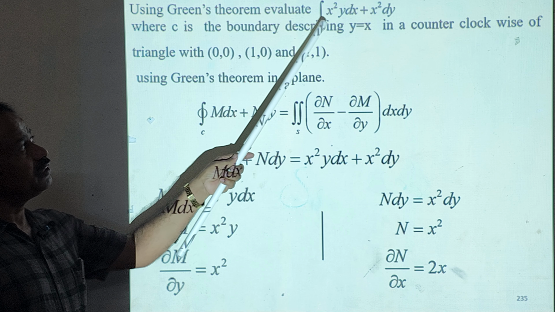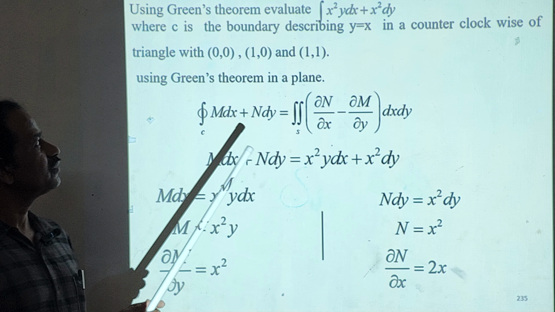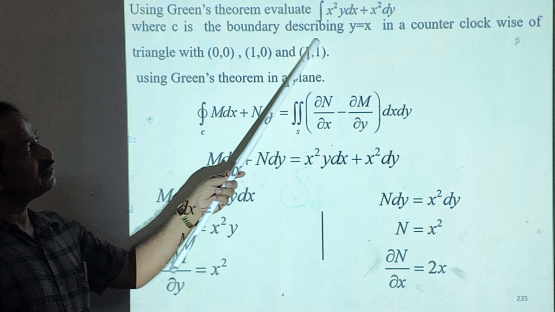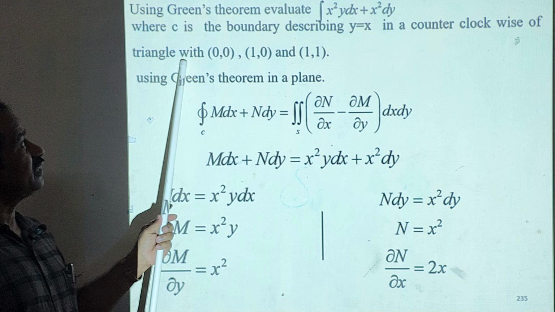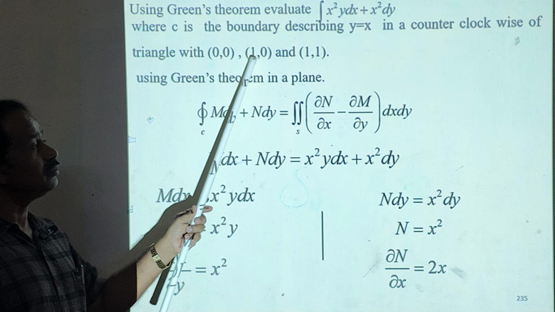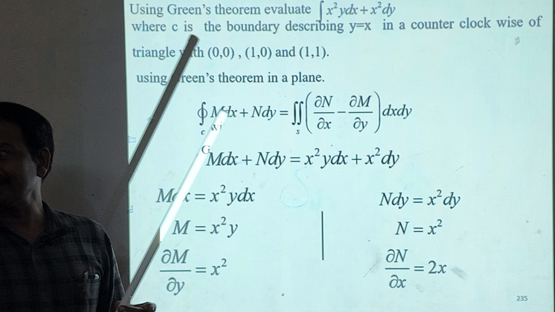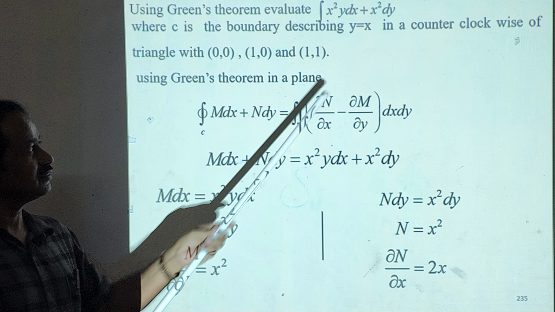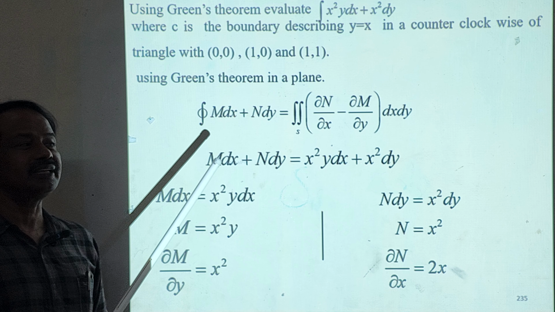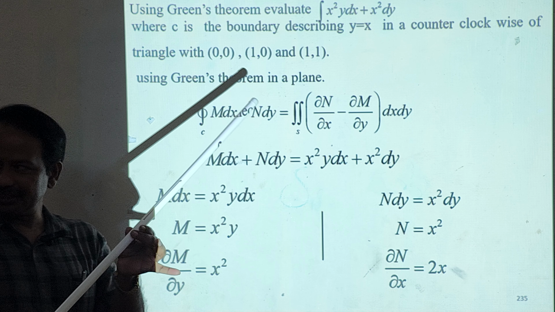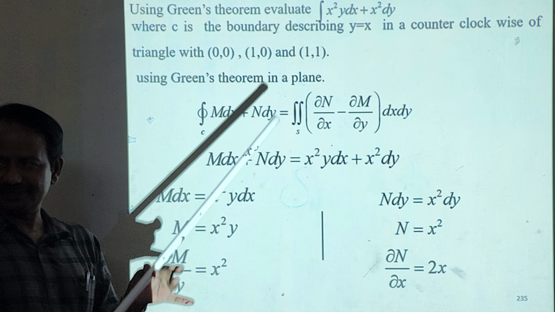Using Green's theorem, we are going to evaluate this. This is a single line integral, where C is a boundary describing y equal to x in a counterclockwise direction, with a triangle with the vertices 0, 0, 1, 0, 1, 1. So y equal to x must be a straight line equation. Can you remember the equation of a straight line? y equal to mx plus c. Here m equals 1 and c equals 0, so y equal to x.